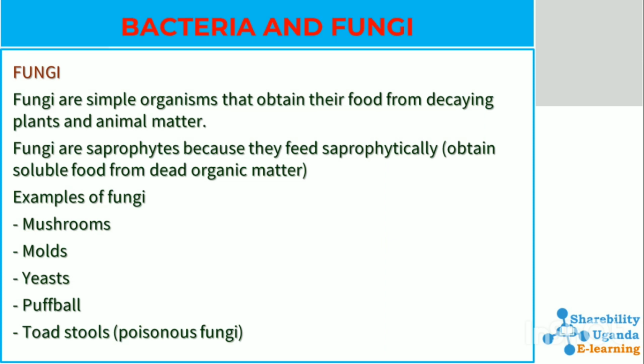Let us look at fungi. Fungi are simple organisms that obtain their food from decaying plants and animals. They do not make their own food. Fungi are saprophytes because they feed saprophytically, or they obtain soluble food from dead organic matter. Like we say, they do not make their own food. Examples of fungi include mushrooms, molds, yeast, puffball, among others.